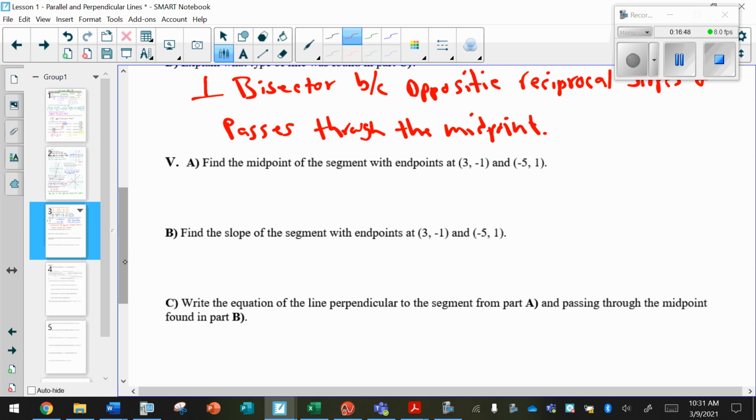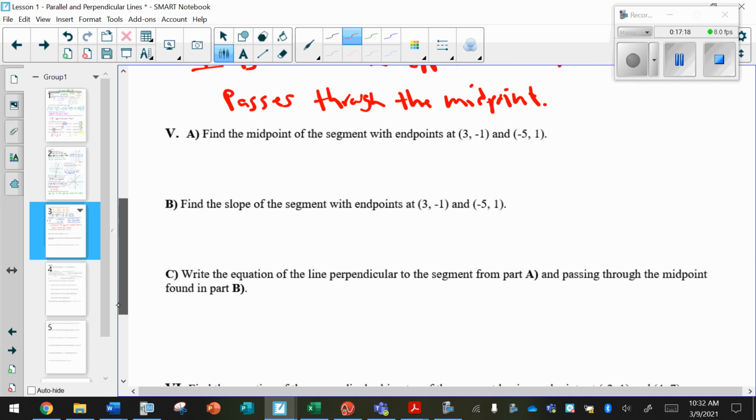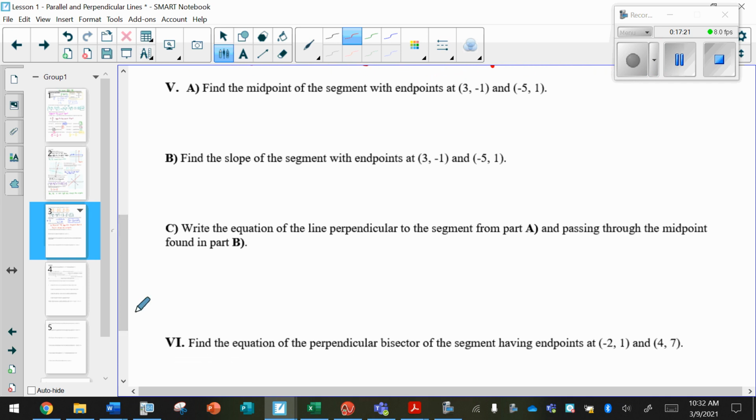All right, so how do we find the equation of a perpendicular bisector? Well, the two things you need are the slope to make it perpendicular and the midpoint to make it bisect. And you use those two things to write the equation. Okay, so find the midpoint of the segment with endpoints (3, -1) and (-5, 1). And then when you're done, find the slope of the same segment. Then write the equation of the line perpendicular to the segment from part A and passing through the midpoint in part B. And that's the equation of the perpendicular bisector. So do those things and then come back and we'll see how you did.